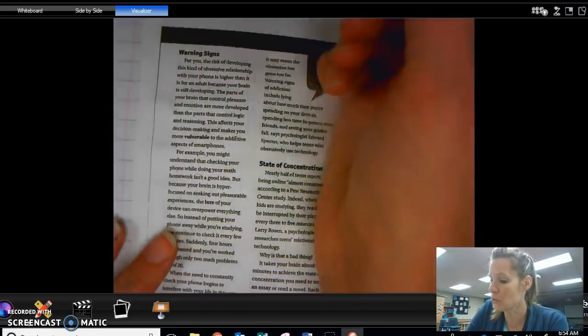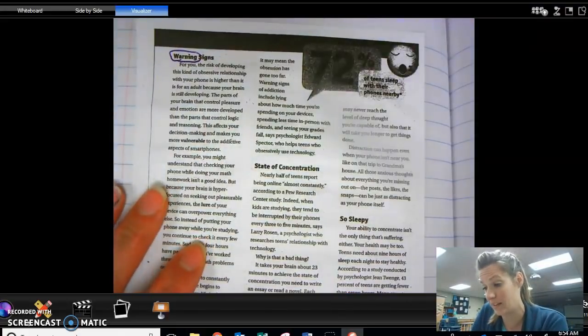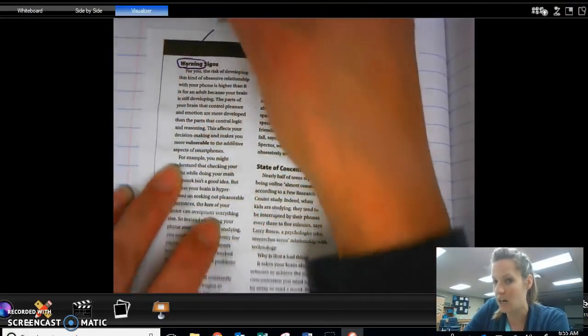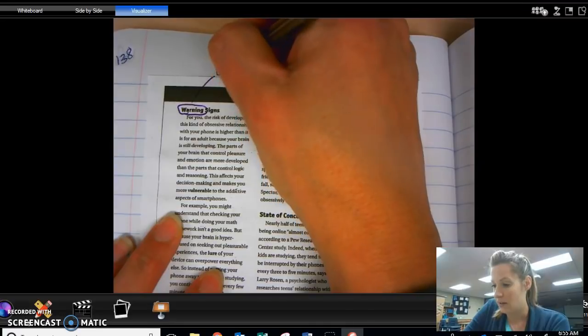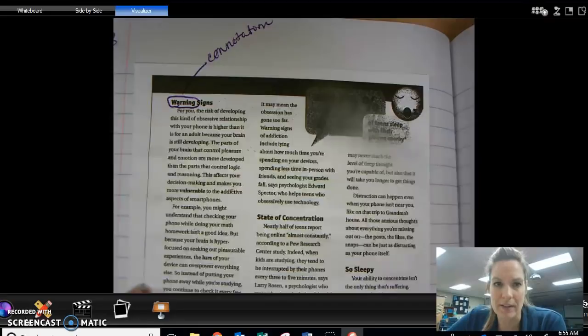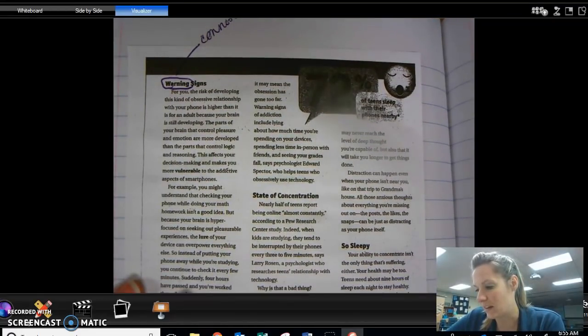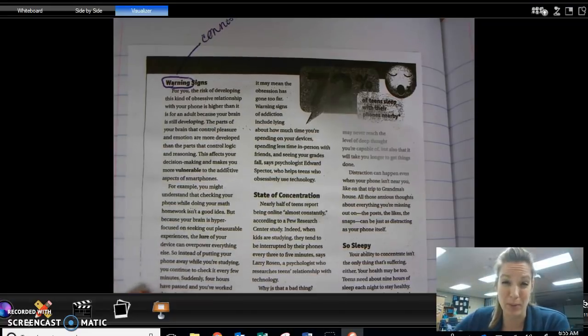Okay, so we're going to take a look at the words warning signs. The first thing I'm going to circle is the word warning. To me, this is a heavily connotated word. If I'm giving someone a warning, that's not usually a good thing. And so the word warning has a negative connotation, which tells me this writer probably believes that it is turning us into zombies.